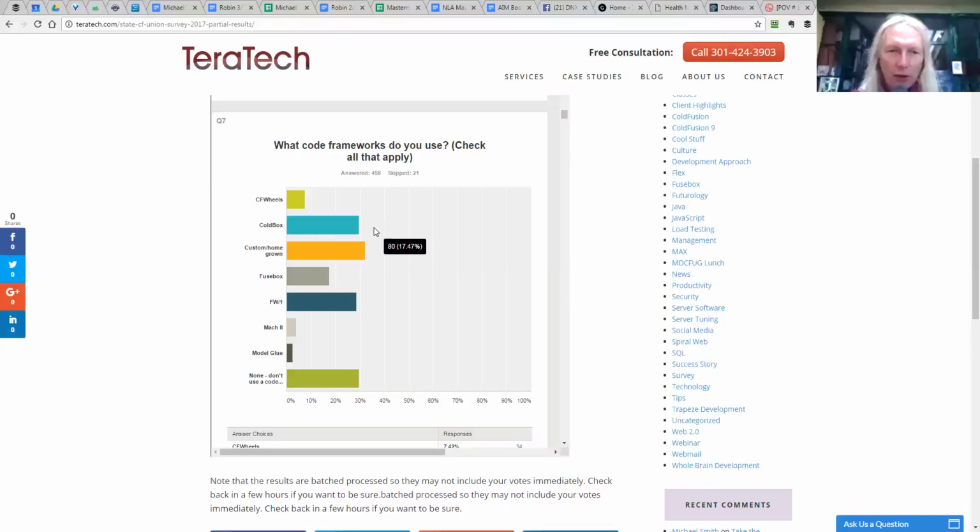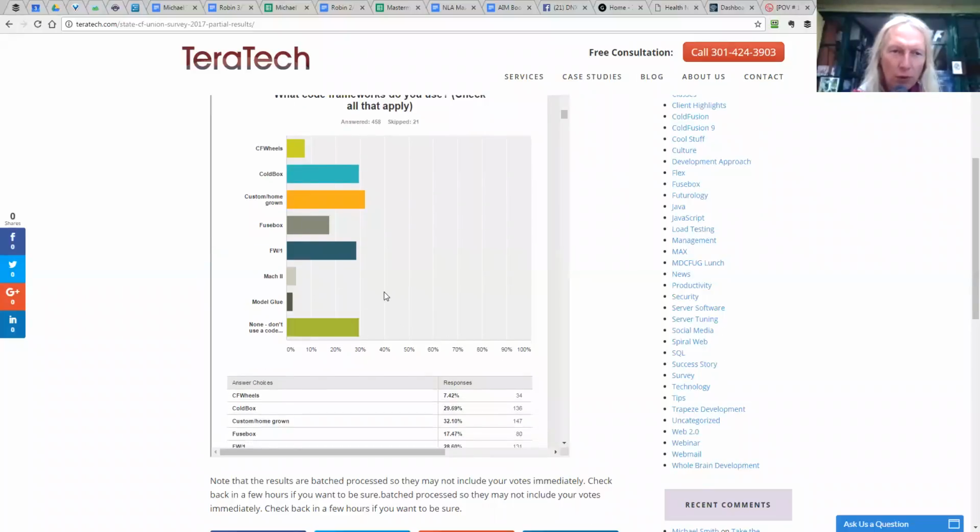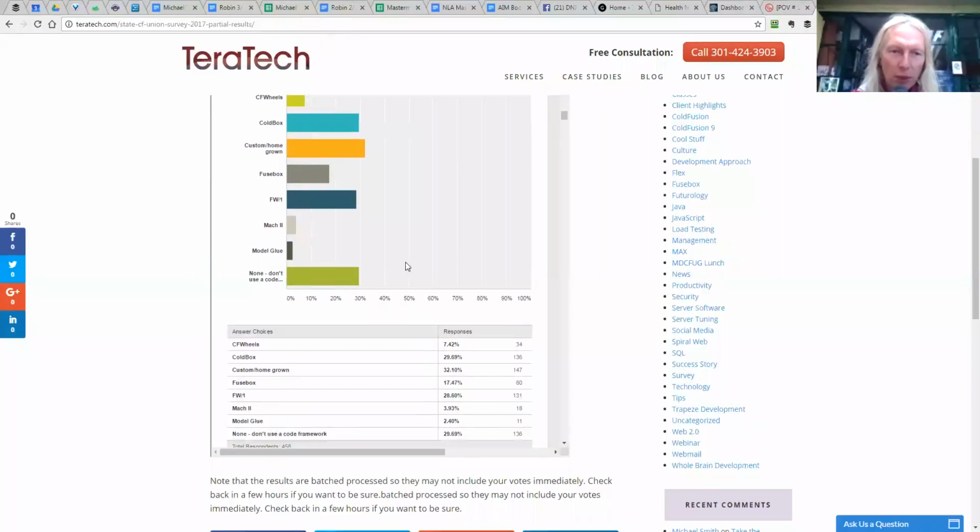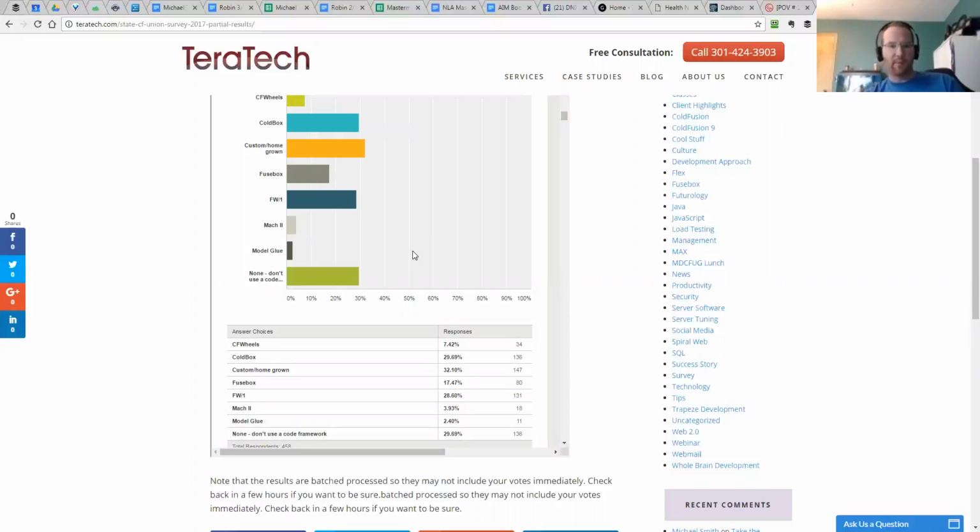Well, I think we better declare a winner here, which I think is ColdBox by a hair's breadth. Looks like there's a few more ColdBoxes than FW/1s, but they're both popular. And then Fusebox, respectable, and then Mach-II, Model-Glue, CFWheels, more unusual. Yeah, CFWheels is at least the third framework in that list that is actively developed, whereas Mach-II and Model-Glue have essentially hit the end of their road.